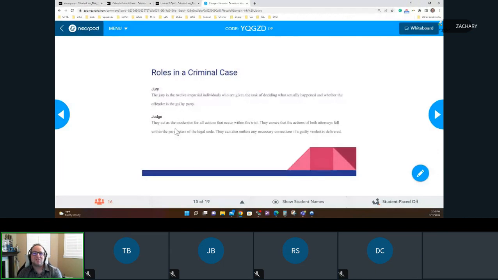Okay, a judge. The judge acts as the moderator for all actions that occur within a trial. They ensure that the actions of both attorneys fall within the parameters of legal code, and they also outline necessary corrections if a guilty verdict is delivered.